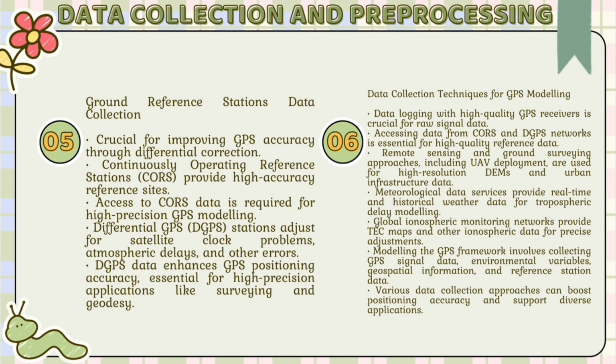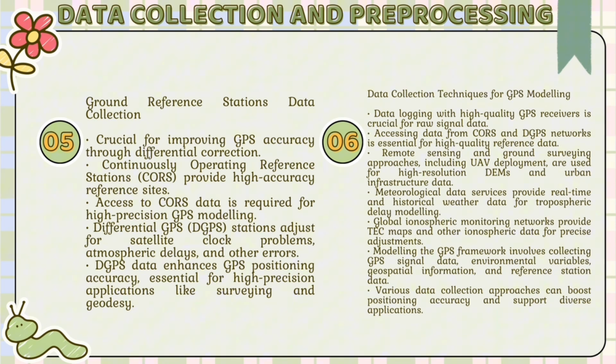Data collection technique for GPS modeling. Data logging with a high quality GPS receiver is crucial for raw signal data. Accessing data from CORS and DGPS networks is essential for high quality reference data. Remote sensing and ground surveying approaches, including UAV deployment, are used for high resolution DEM and urban infrastructure data.